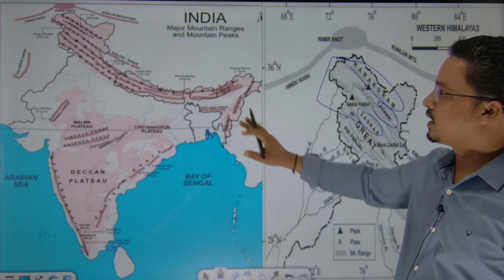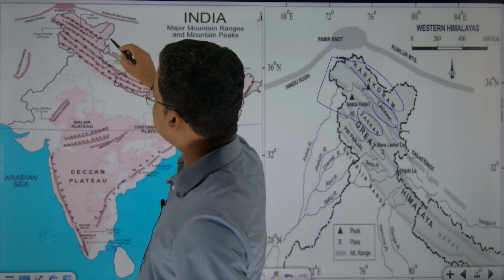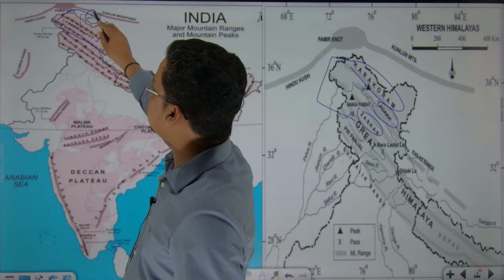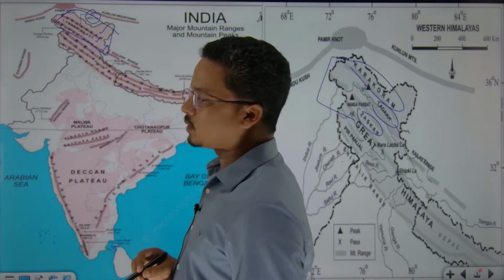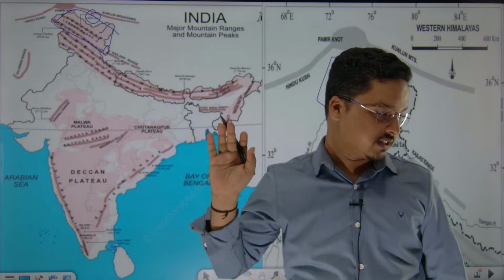And then we will have the Himalayan system, right? So these three, that is Karakoram, Ladakh and Zaskar, come under the Trans-Himalayan system, and in this region the highest peak is K2 over the Karakoram range.